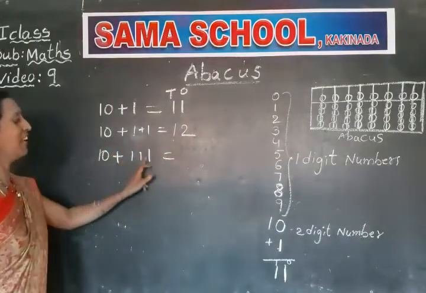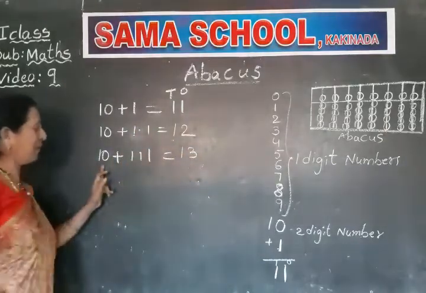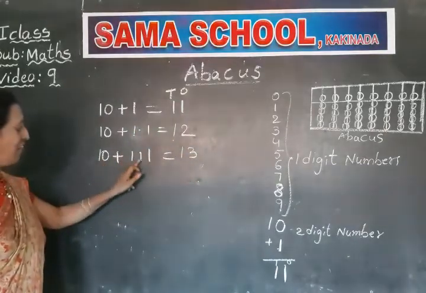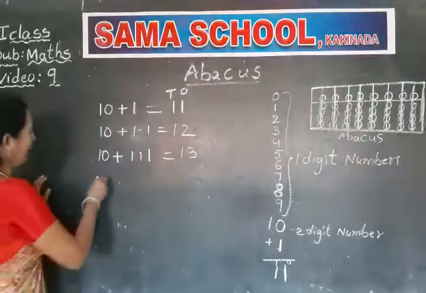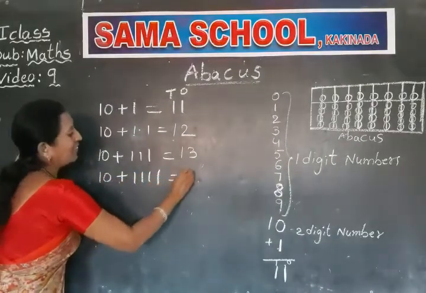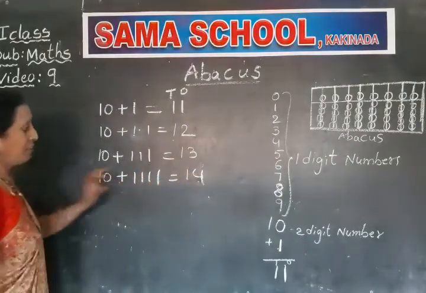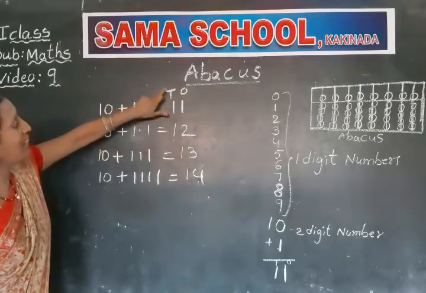10 plus 3 ones, how many? 13. Here 10, 11, 12, 13. 10 plus 3 ones is 13. Next, 10 plus 4 ones. That is 14. Here the 1 is in the ones place and this 1 is in the tens place.